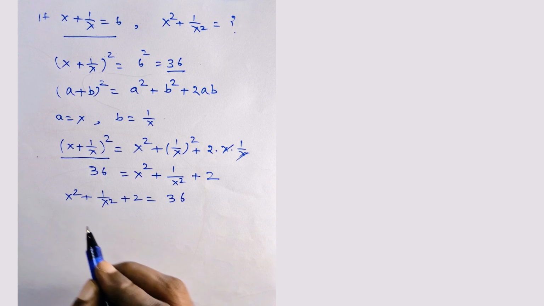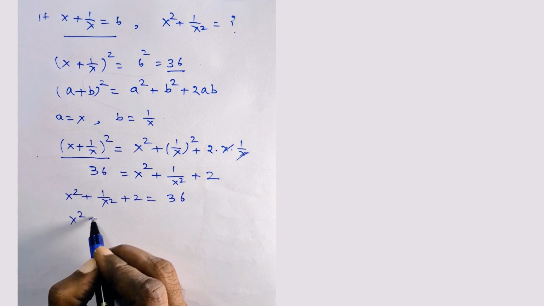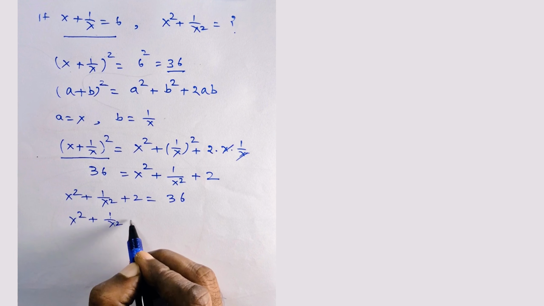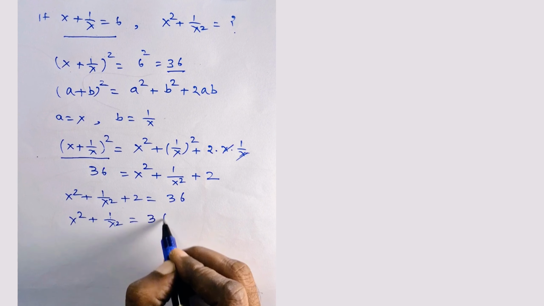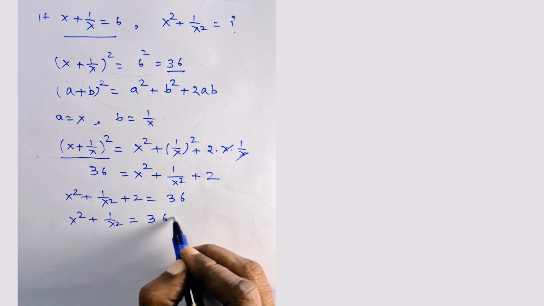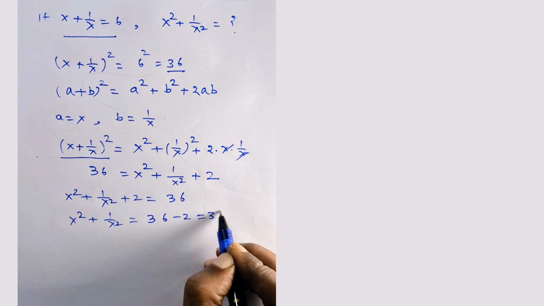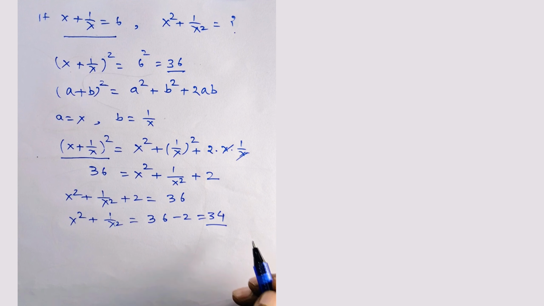Now transferring 2 to the other side, this becomes x square plus 1 over x square is equal to 36. This 2 becomes negative on change of sign, is equal to 34. So this is the desired answer.